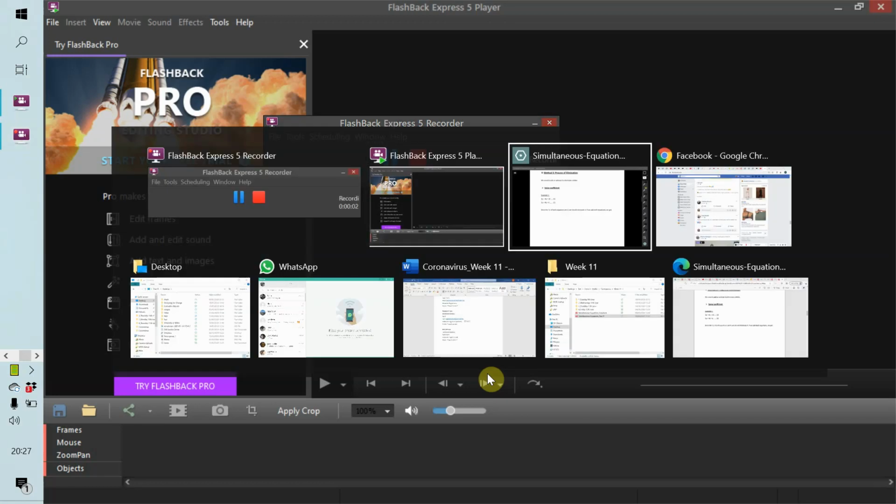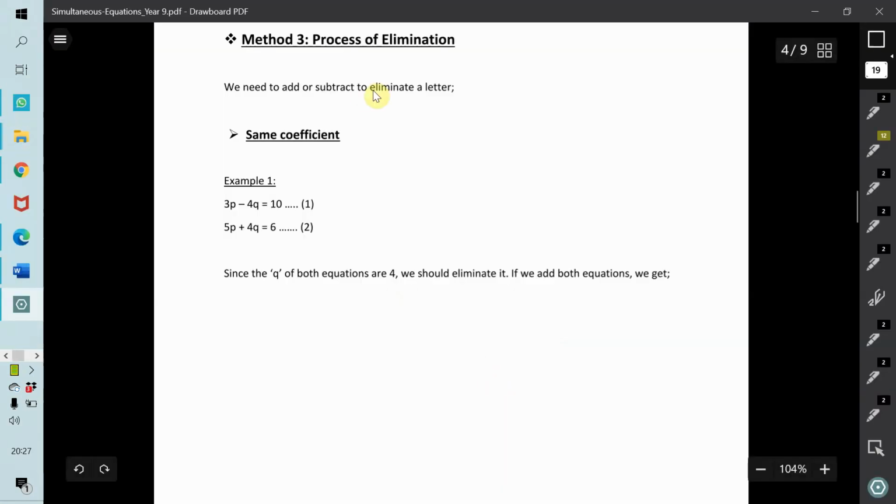So guys, what we're going to be doing today is the process of elimination. And as the title suggests, we are going to be looking at how to eliminate a term from our two equations. So we're going to be going through this particular process. So we need to eliminate. To eliminate, we need to either add or subtract.